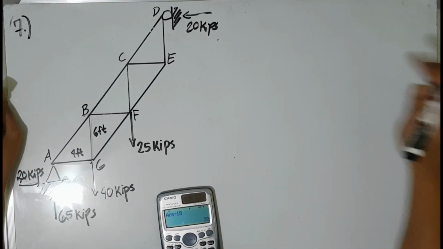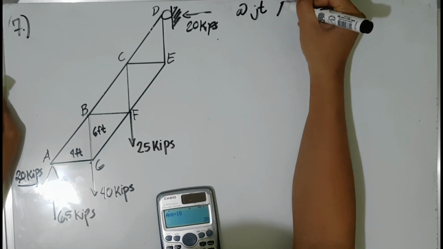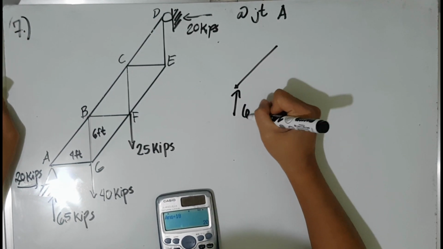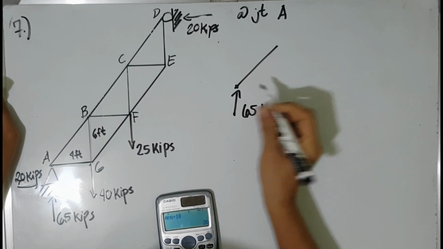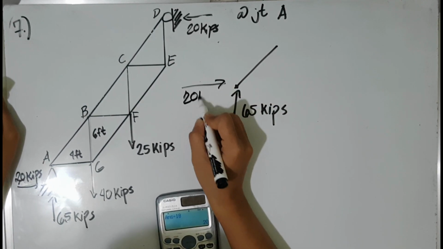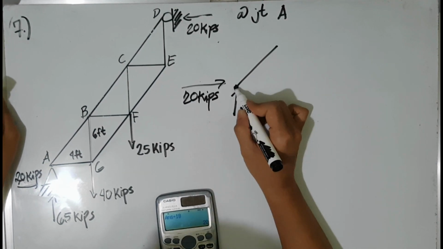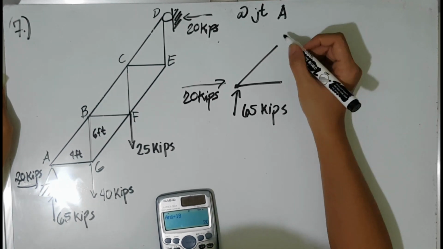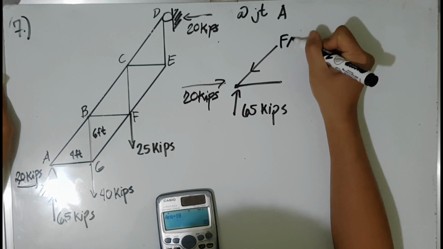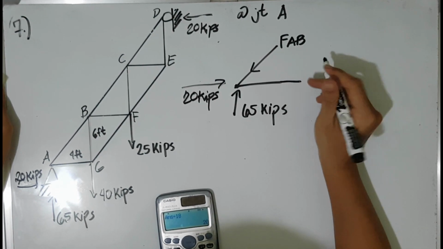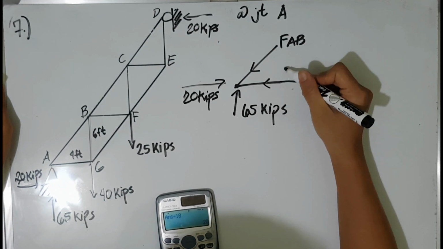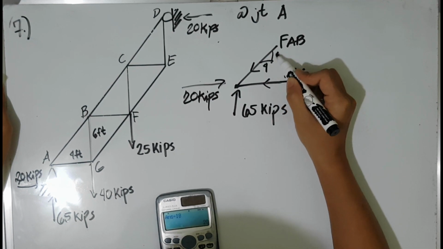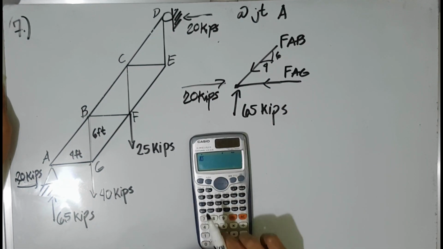So at joint A, drawing the free body diagram of all the forces acting at joint A, we will assume that member AB is in compression and member AG is in compression also. And then our slope here is 4, 6, and then the hypotenuse is equal to 2 square root of 13.